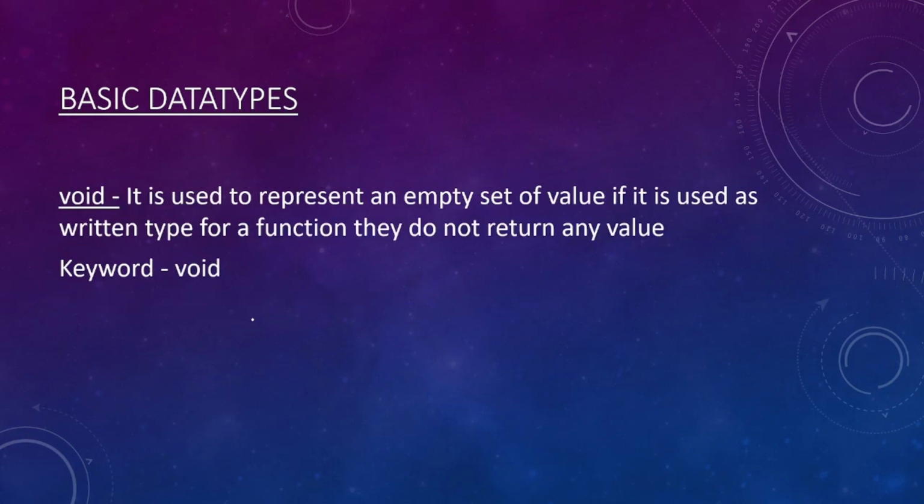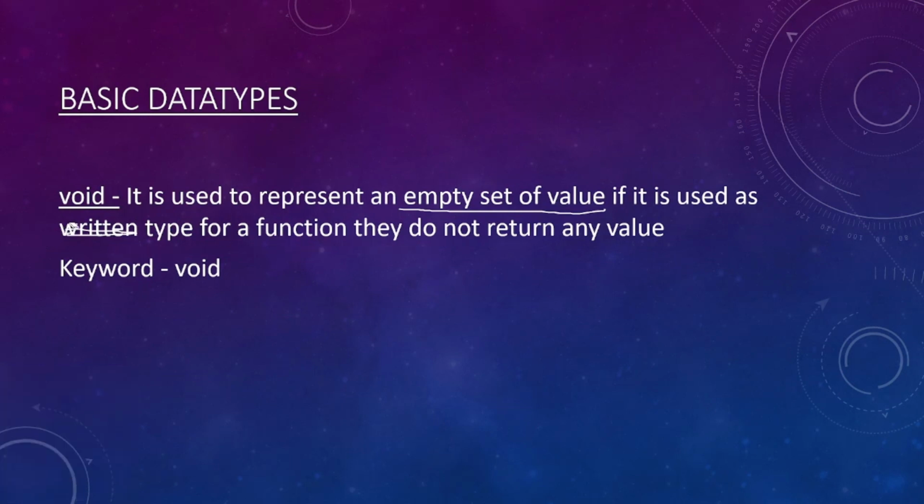Right, next, void. So void, I told you, the memory space is 0 bytes for it. Why? Because it is an empty set of value. It is an empty set of value. It means whenever you are using it, this is the return type.